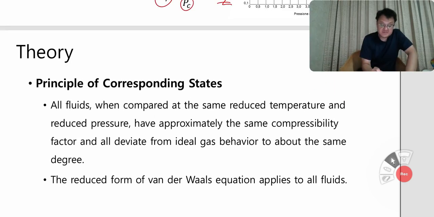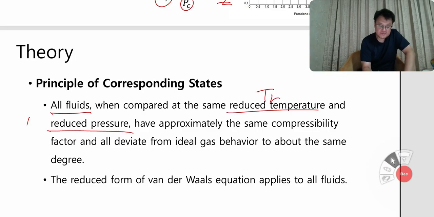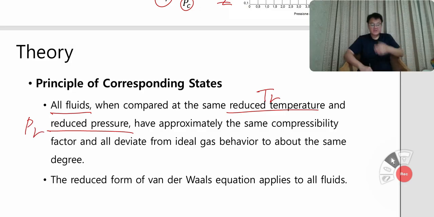Principle of corresponding states. All fluids, when compared at the same reduced temperature, Tr, and reduced pressure, Pr, have approximately the same compressibility factor and all deviate from ideal gas behavior to the same degree. The reduced form of the van der Waals equation applies to all fluids.